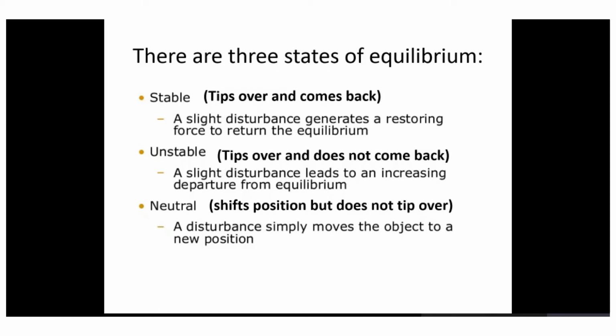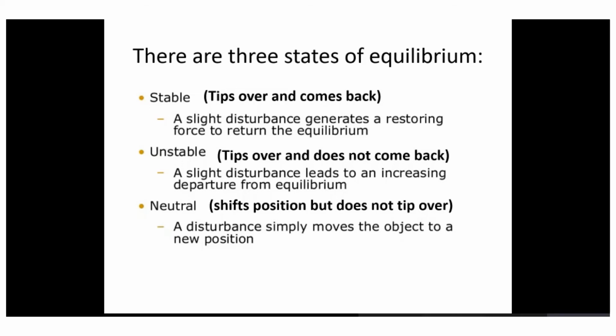If you touch it, it will tip over, but it won't come back. It will stay on the floor. So you knock it over, it stays on the ground. It doesn't come back to its original position. And the third way, if you push an object and it moves its position but doesn't tip over, then it's said to be in neutral equilibrium. Okay? Three types of equilibrium: stable equilibrium, unstable equilibrium, and neutral equilibrium.